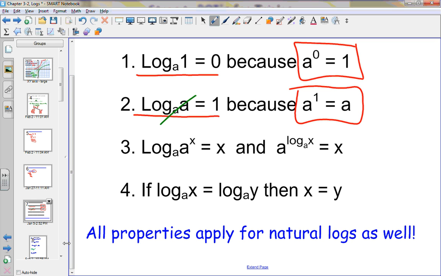Look at the next one. Log base a of a to the x is equal to x. Well, what do I want your brain to think about? 5 divided by 5 is 1. So this is gone and you're left with x equals x. A to the log base a of x, that's gone and I'm left with x equals x. Do we understand that? Okay. Over here, if I have log base a of x equals log base a of y, then what would that imply? The log base a's cancel out and I would have just x is equal to y. Do you understand that?